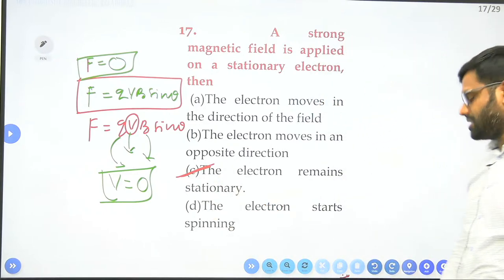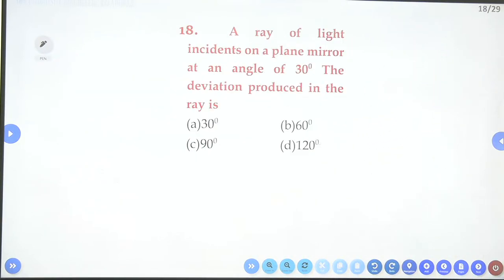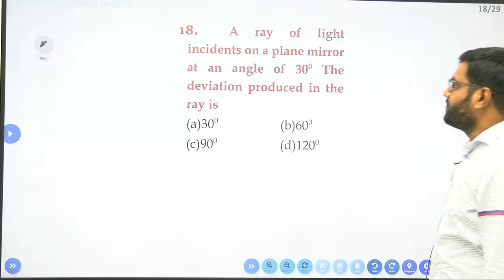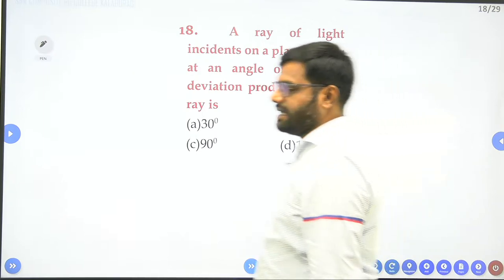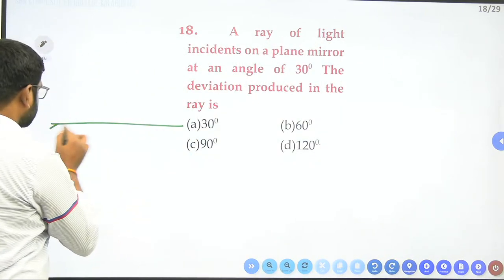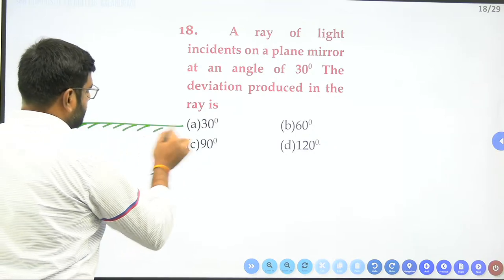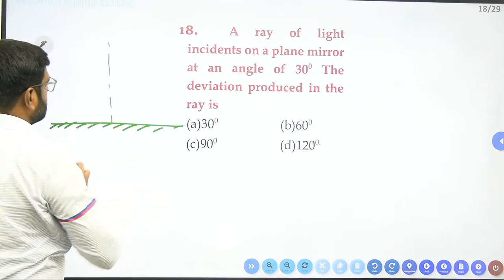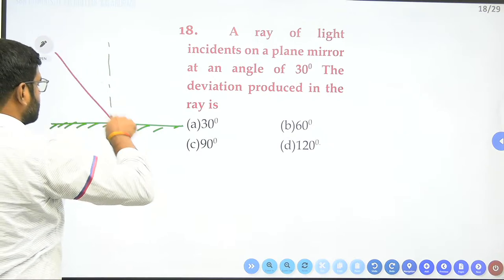The next question: a ray of light is incident on a plane mirror at an angle of 30 degrees. The deviation produced in the ray is? Here, this is a plane mirror. This is the normal, and this is the incident ray.